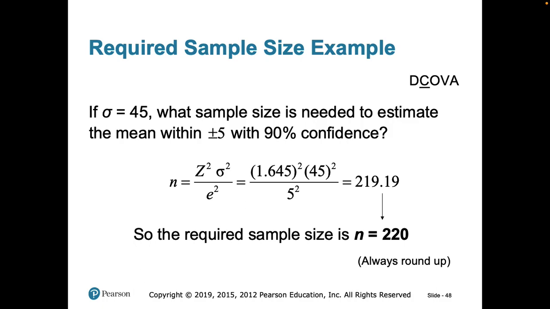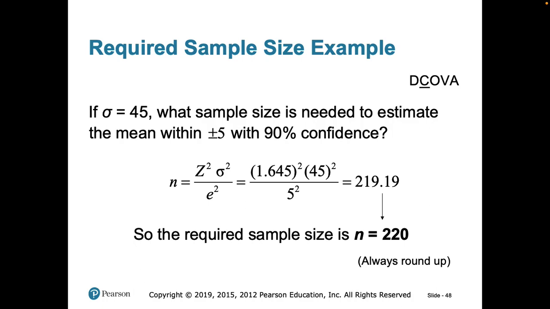So you have a standard deviation of 45, and the question is what sample size is needed to estimate the mean within plus or minus 5 with 90% confidence. So going back to your formula, you know that n, the sample needed, is going to be C squared, standard deviation squared, over error squared.